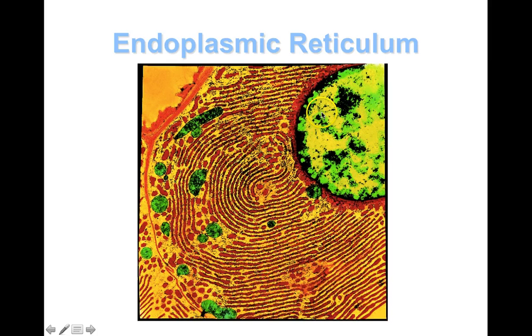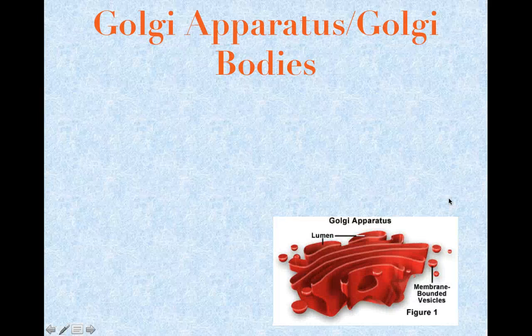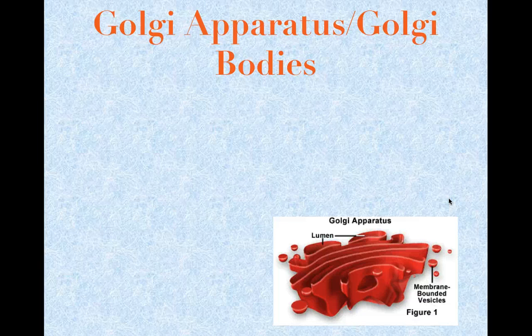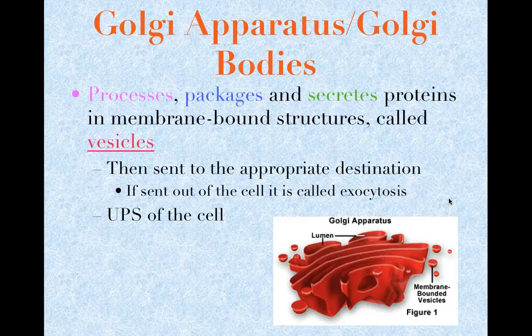Here you can see here's our nucleus. All this fingerprint looking stuff is your endoplasmic reticulum, which is found right next, if not attached to, the nucleus. Then we have our Golgi apparatus, sometimes referred to as your Golgi body. It processes, packages, and secretes proteins in membrane-bound vesicles, or membrane-bound structures called vesicles, and then sends them to the appropriate destination. I like to call the Golgi apparatus the UPS system of the cell.